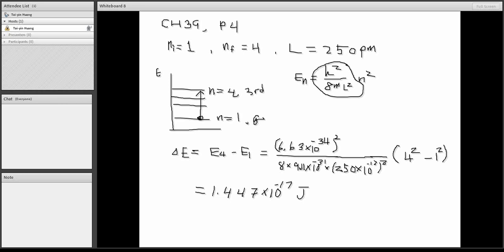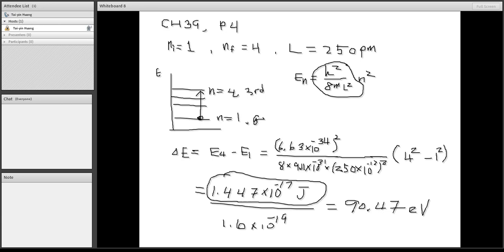Now, if you want to convert it to eV, then it's everything divided by 1.6 times 10 to the negative 19. That converts the joules to eV, and you'll get 90.47 eV. So that's the amount of energy that is required for the electron to change its state from the ground state to the third excited state. Again, I will be happy if you just have everything in SI units. After you calculate the energy in joules, you can use that number divided by 1.6 times 10 to the negative 19, and that will give you the energy in eV. Okay, so that's problem 4.